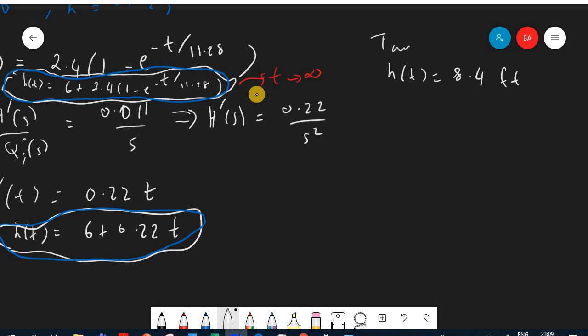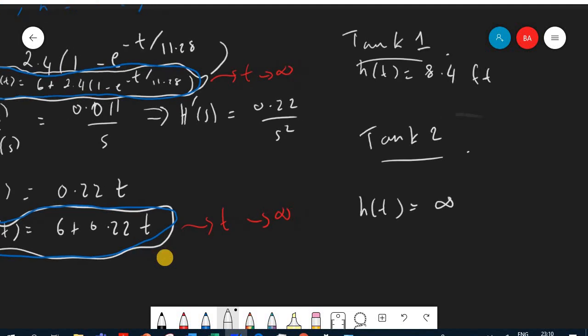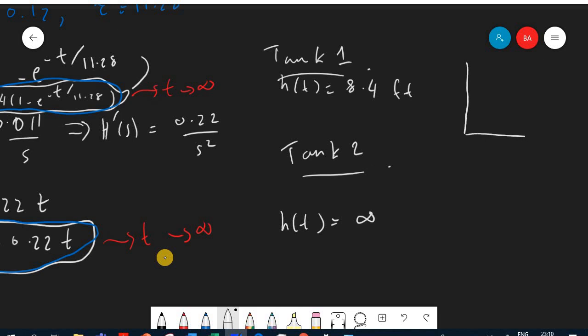However, this is for tank 1. If I'm going to look at tank 2, I can see that I have the t term here, so as t approaches infinity, it's very clear for me that h of t is going to be infinity, right? It is going to be infinity, and that is for part C, in which it just tells me how things react. So the first one, it says that it's going to go to a new steady state value.